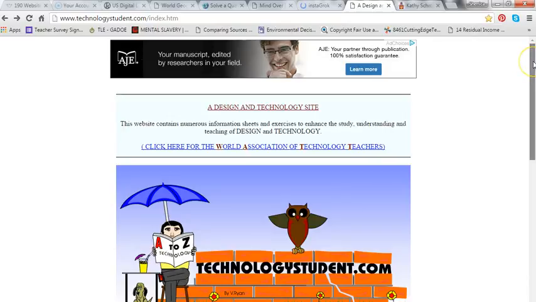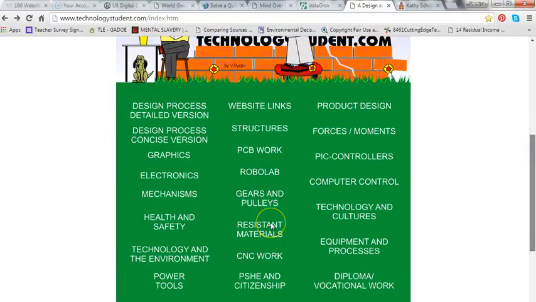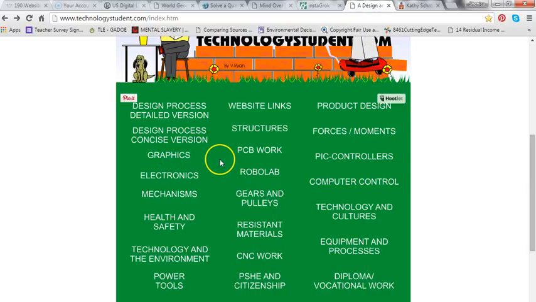And this is created by the World Technology Teachers Association. And you see how that's still thinking? There it is. It came up. I'll go back to it in a second. And so just what you're teaching: gears and pulleys, different links, computer CNC programming, computer control, technology cultures, power tools, electronics, all these are linked. It's going to take you to more information about it. And I think this is just the bomb as far as information.